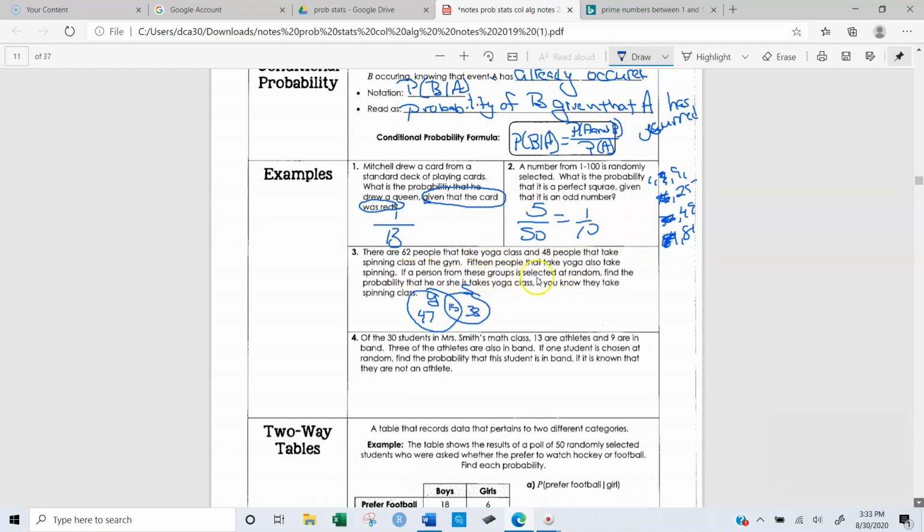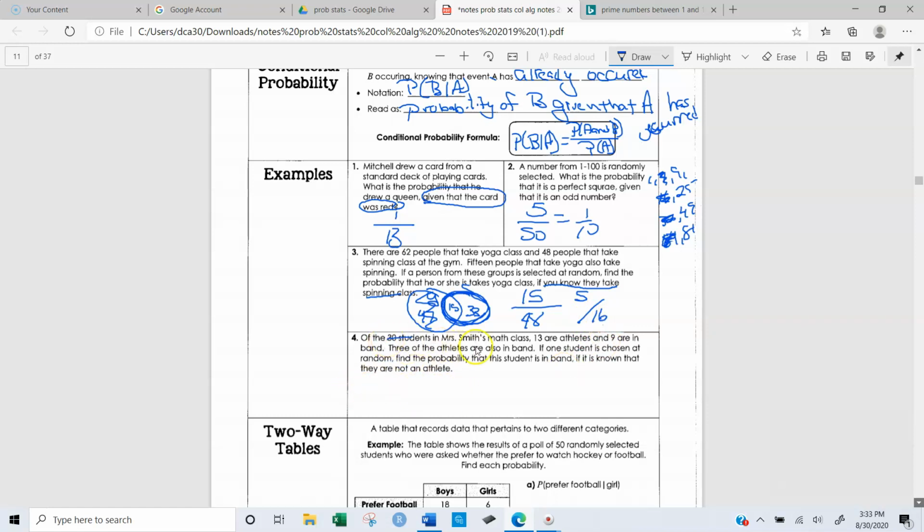Now let's read our question. If a person from these groups is selected at random, find the probability that he or she takes yoga class, if you know that they take spinning class. So these are the groups that I care about. They have to take spinning first. If I look at my spinning class, I have a total of 48 people. I don't care about the others anymore because they don't take spinning, so they don't count. 15 take yoga. So it's 15 out of 48, which reduces down to 5 out of 16. Pause and try yours.